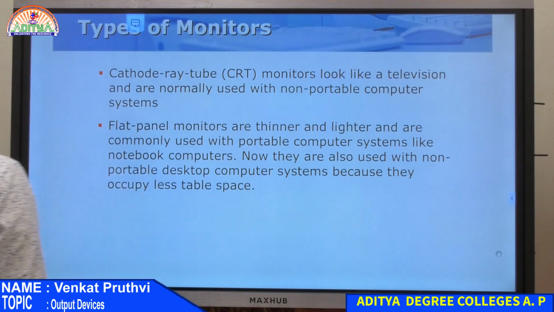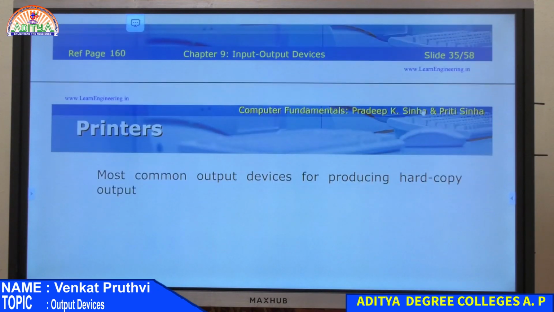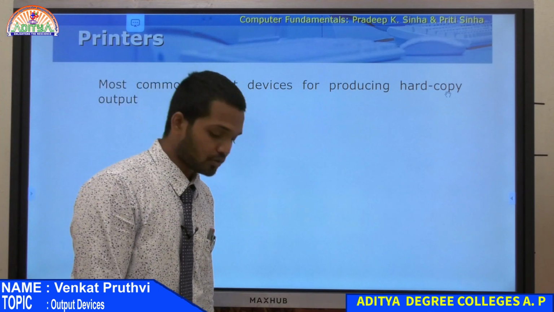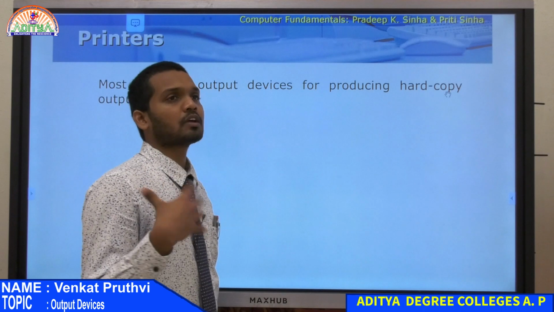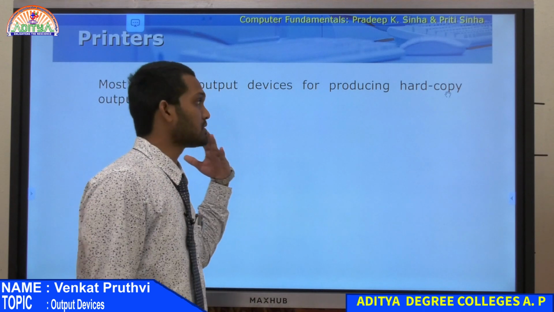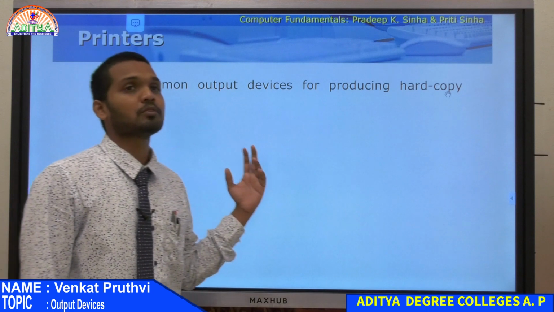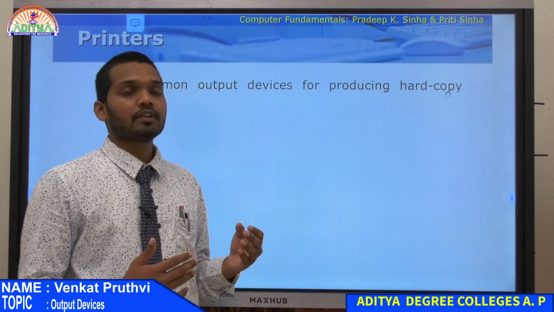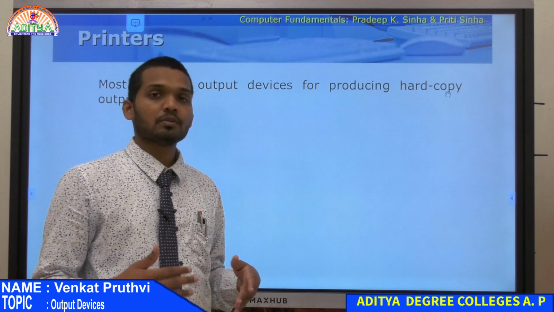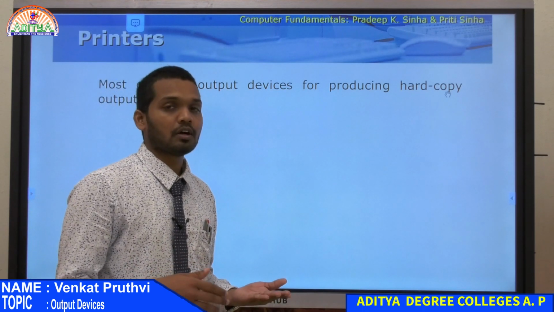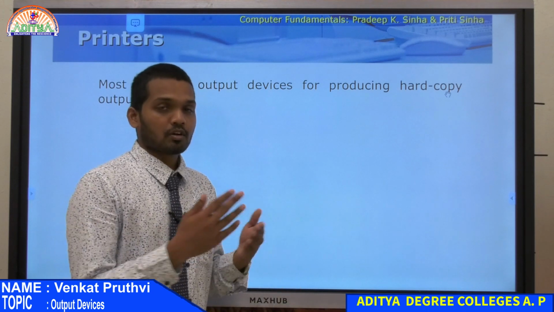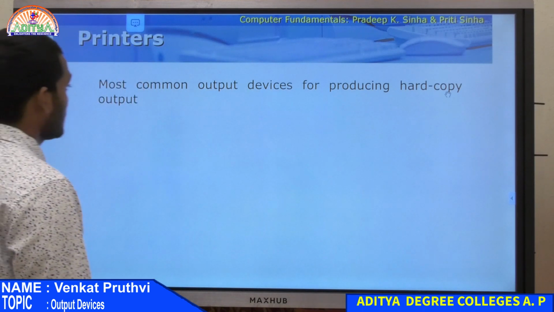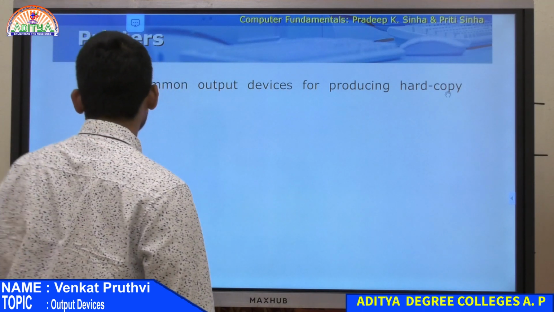Okay, and then let's see the next kind of output device, that is printers. Printers is a very important concept that you all have to understand. We all know about monitors and what kinds of monitors we have generally, and we have also seen it just now. But when it comes to printers, most of them don't know much about it. They only know that it is an output device. When we connect a printer to a system and give a print command, it will give us a copy of the data that is sent as output. So the most common output device for producing hard copy output are printers.